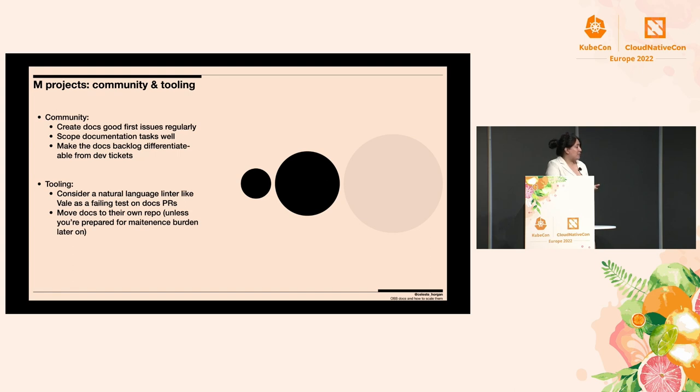There are natural language linters available. The biggest one is called Vale. And it might be time to think about whether this is something we would want to implement. I will warn you, though, in every professional documentation environment I've ever been in, we have used Vale as a VS Code plugin, but never as failing tests on the actual PRs, because it just tends to annoy people. And people are worse at grammar than they think, and that's what Vale will try and fail you on.